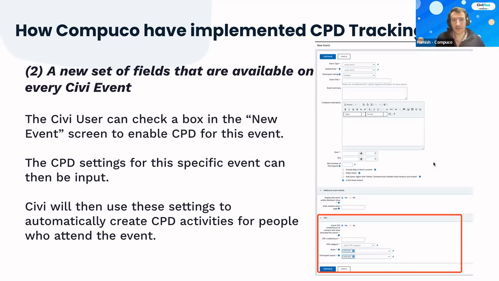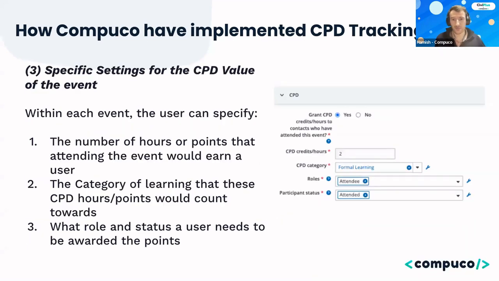Next up, we've added a set of fields to the Civi event space. So whenever you create an event, you're setting the details of that event, its name, title, location, and so on. And now you can also, in this area, set the CPD settings for an event to determine, is this event relevant to CPD? And if so, how is that going to work? So if we go to the next slide, we can see those settings in a bit more detail.